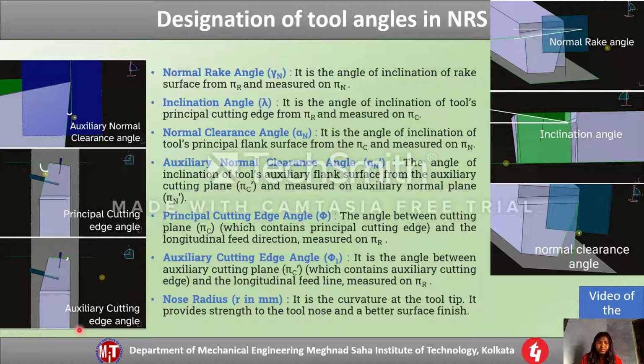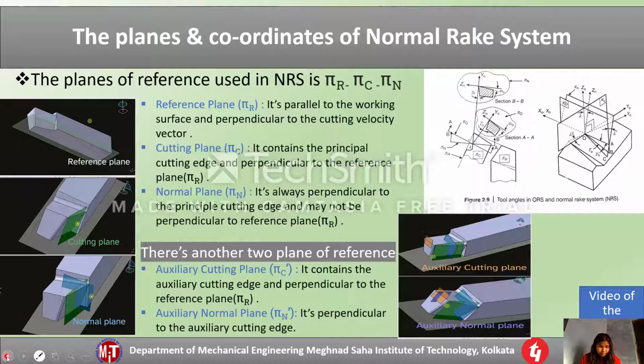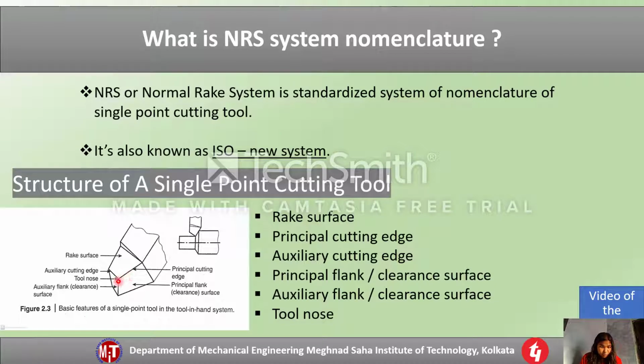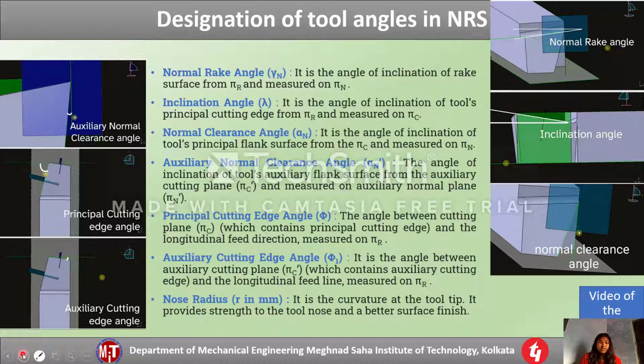Now next is nose radius. Nose radius is denoted by r and it is measured in millimeter. It is the curvature of a tool tip. Why it is the curvature of a tool tip, I will show on the previous slide. Look, this is the tool nose, but it is not a straight line. Here we give a little curvature. The radius of this curvature is r and is measured in millimeter. So why do we do that? Because it provides strength to the tool nose and a better surface finish.